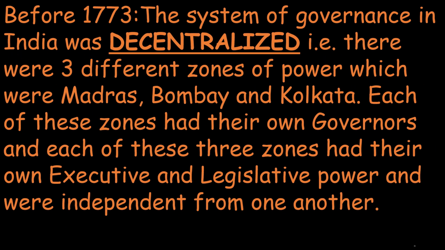Before 1773, the system of governance in India was decentralized, i.e., there were 3 different zones of power, which were Madras, Bombay, and Kolkata. Each of these zones had their own governors, and each of these 3 zones had their own executive and legislative power and were independent from one another.